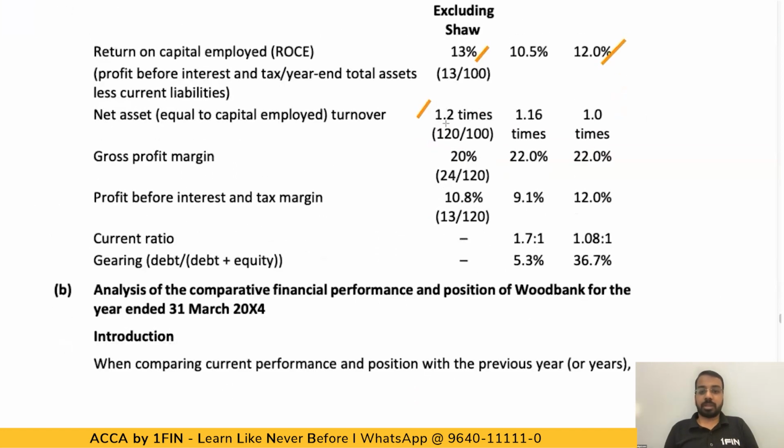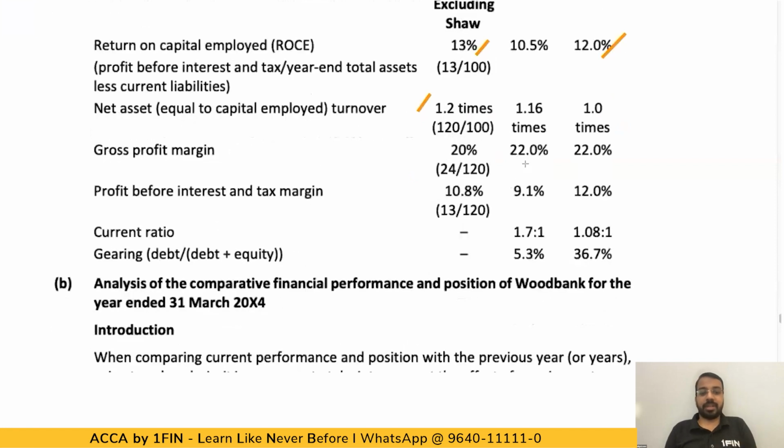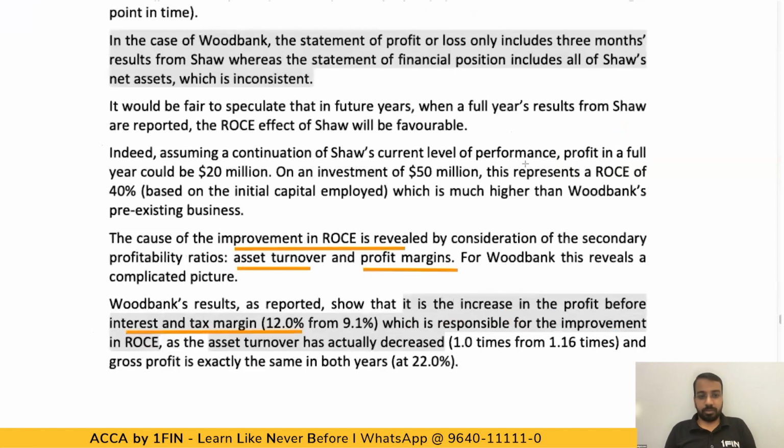So if you see the ratio, it has improved from 1 to 1.2 times if you exclude Shaw. But if you include Shaw, it has come down to 1.16 times. So the acquisition of Shaw is having a detrimental effect. That is what we can understand. But this also means the fact that we are taking capital employed for the full year, whereas we are taking turnover only for a 3 month period. If you include the full year period, then it will definitely improve.